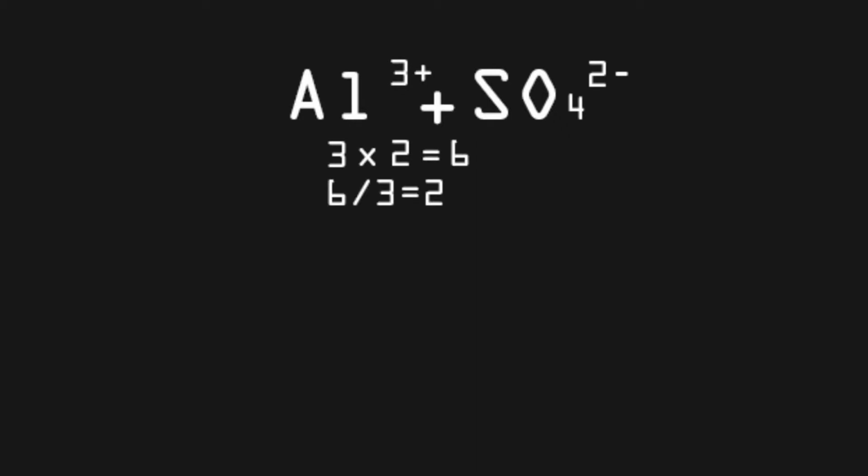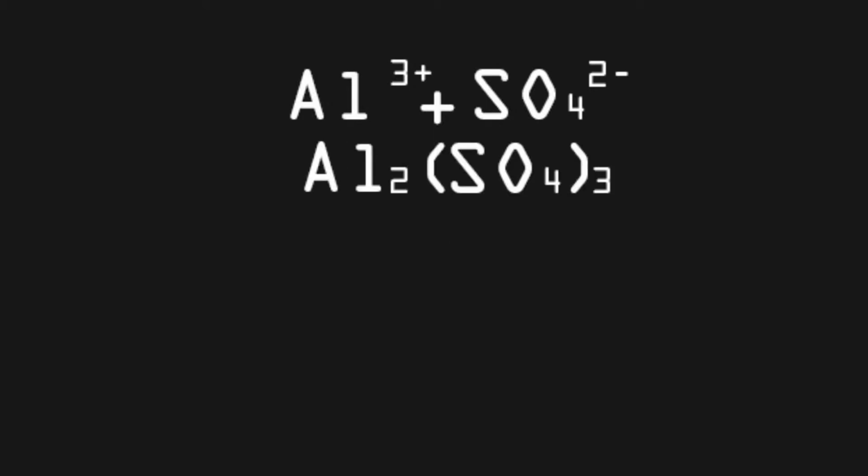For example, take aluminum and a sulfate ion. The sum of the charges has to be 0. To do that, we must find the least common multiple of the charges of the ions. For 3 and 2, it would be 6. 6 divided by 3 is 2, and 6 divided by 2 is 3. 2 aluminum ions and 3 sulfate ions are required to balance the equation.